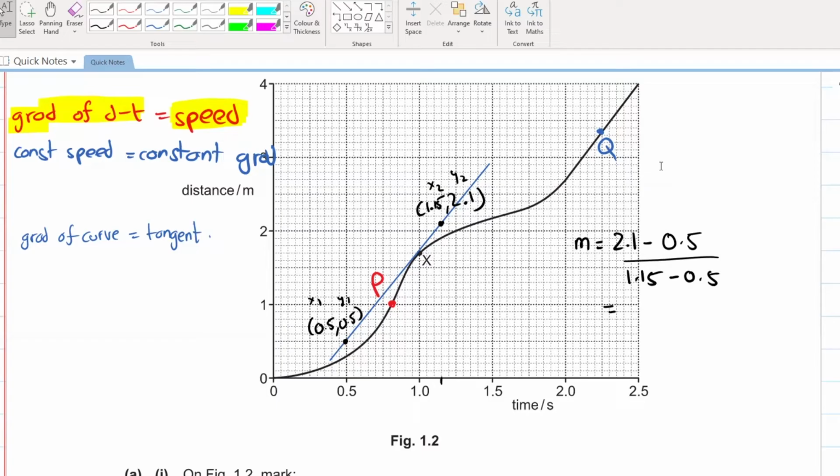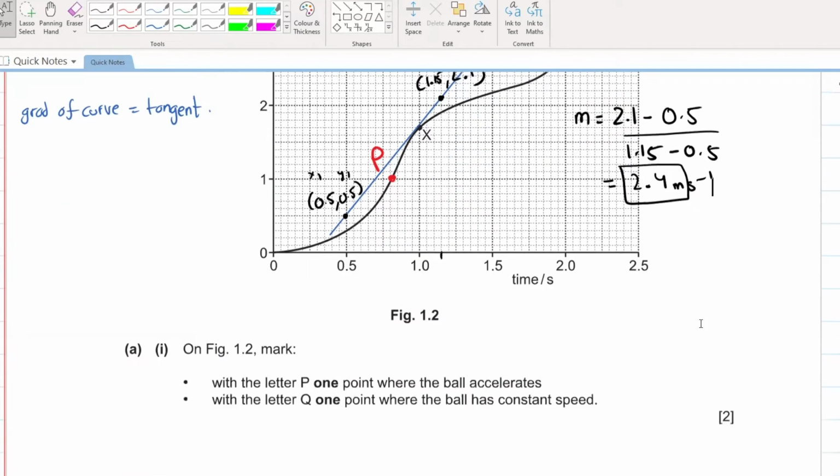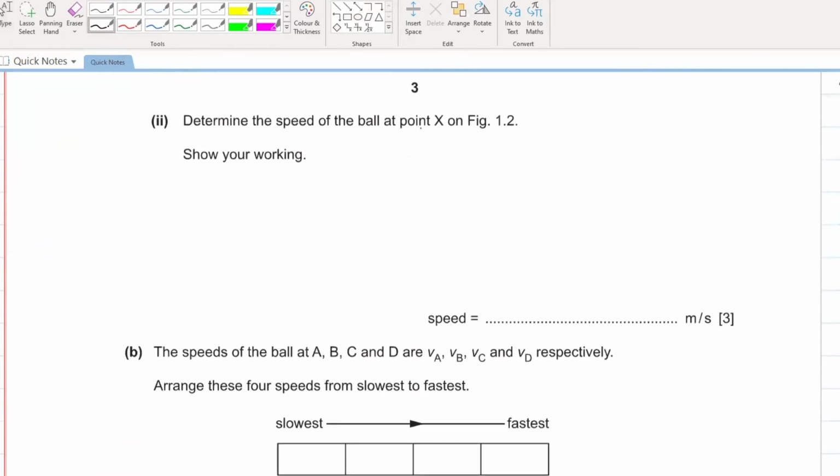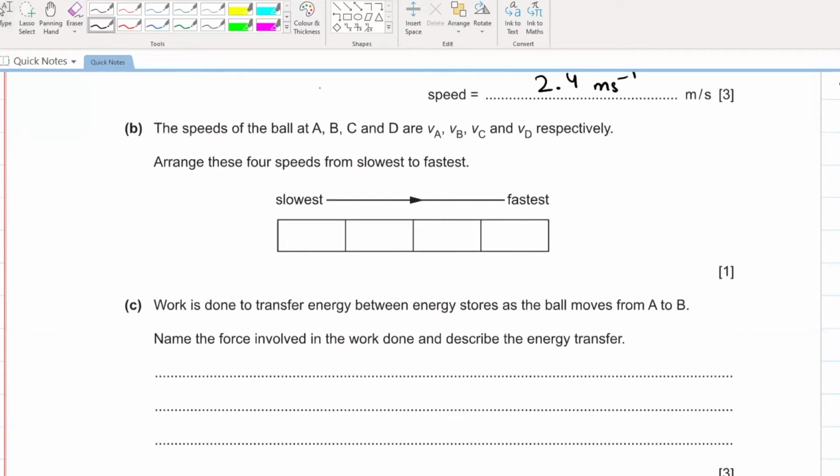1.15 minus 0.5. This comes out to be 2.46. Your gradient is 2.4 m/s. Why? Because we have to calculate the speed. So the speed at point x is 2.4 m/s. Nothing complicated here. Let's further move ahead.